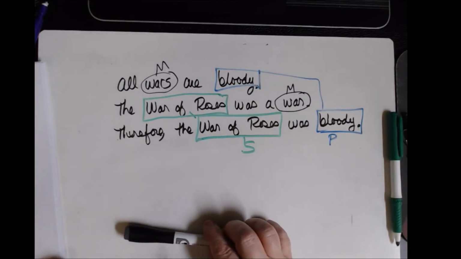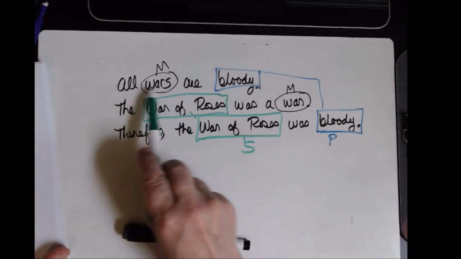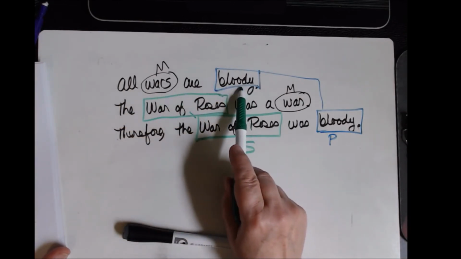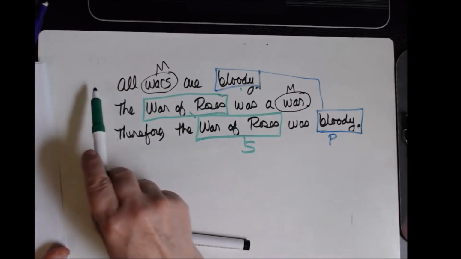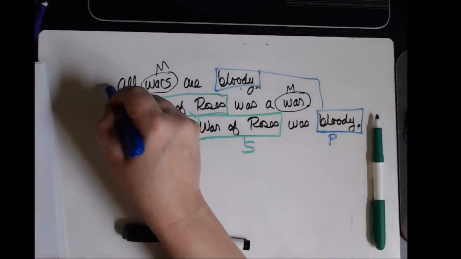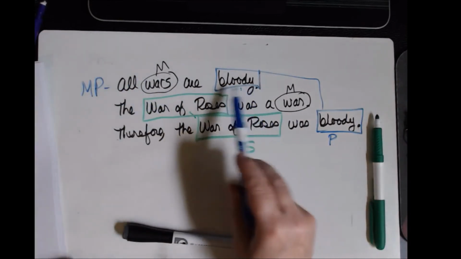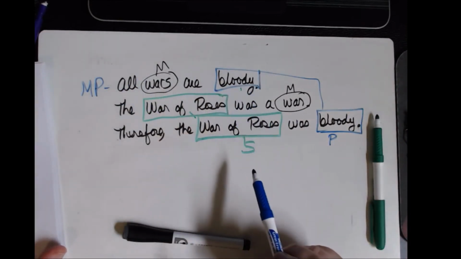Now they want you to identify the major premise and the minor premise. The major premise is the premise that contains the major term. So that would be this one. This would be the major premise. Now they're asking for the major premise, so that means you have to write the whole premise out. Some of you were just giving the major term.